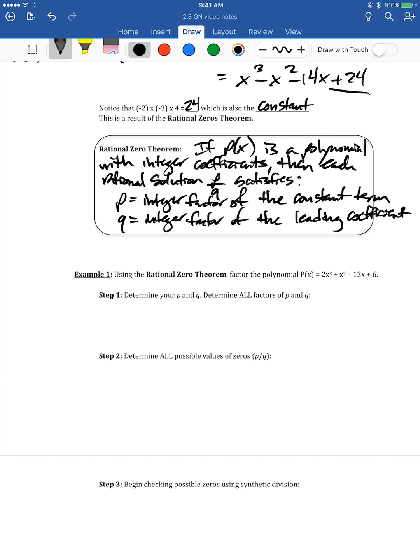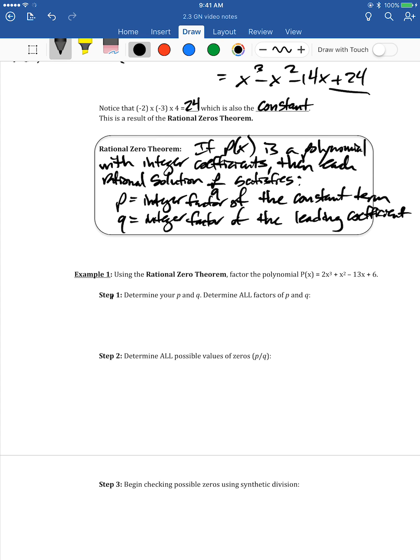Let's go ahead and break it apart so we can actually understand it. If p of x is a polynomial with integer coefficients, so every coefficient of this polynomial p of x is a whole number, positive or negative, then each rational solution p over q, so every zero of this polynomial that is rational, that can be written as a fraction p over q, satisfies these two conditions.